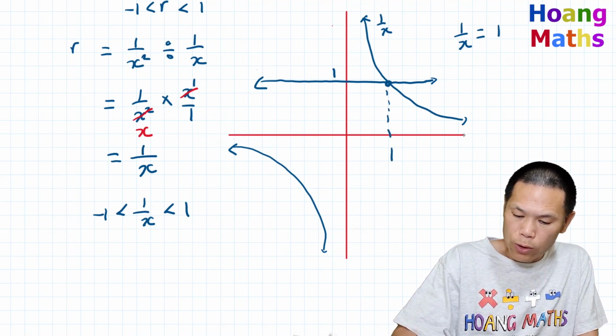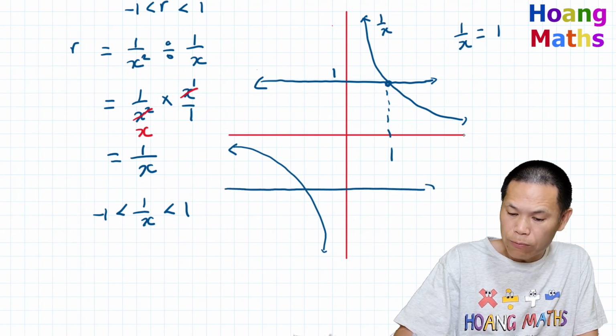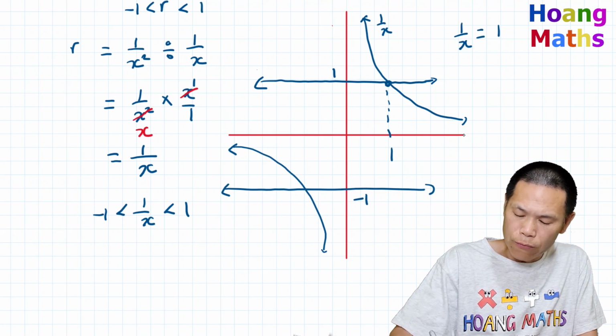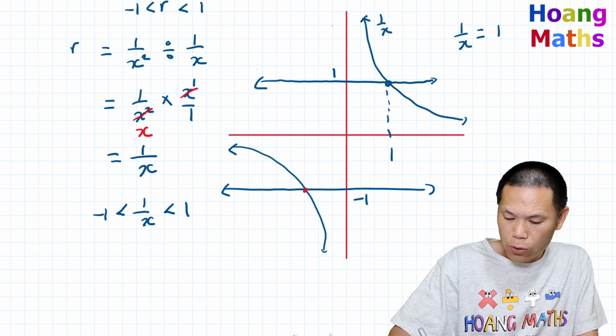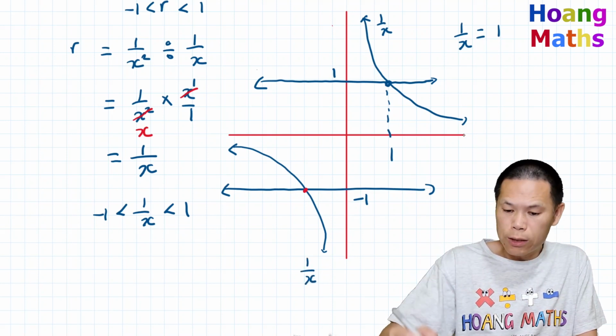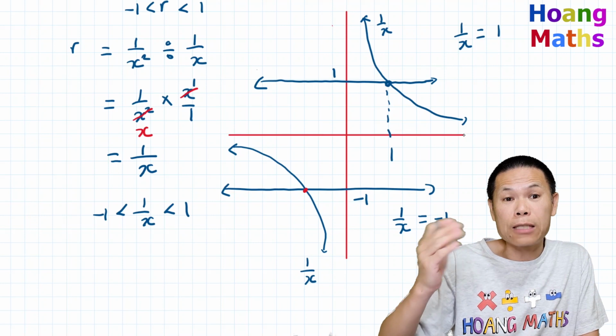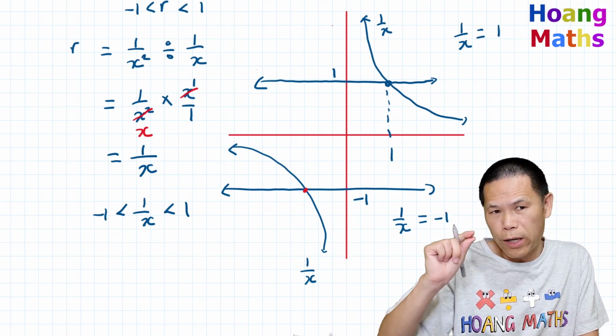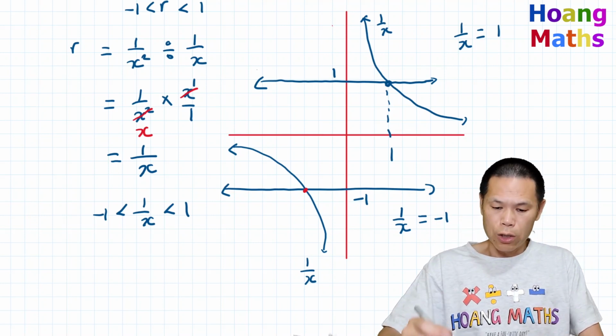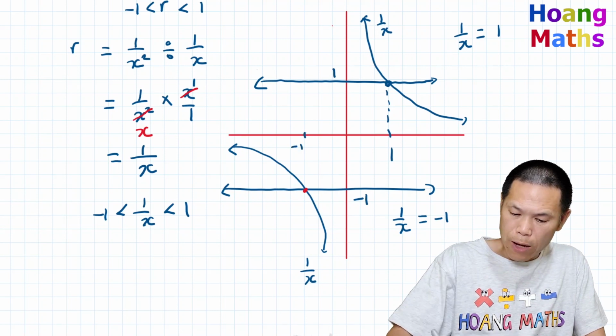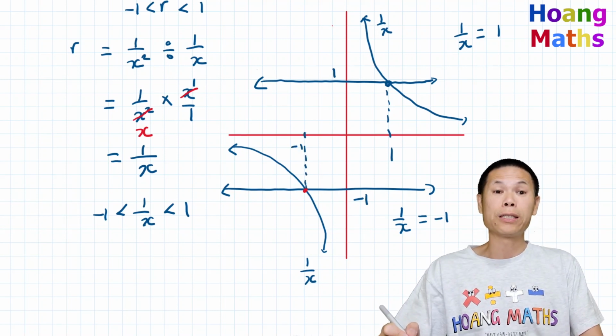And for y equal -1, just a rough sketch here. So this is -1 here. So we can find the point of intersection here. So therefore, this is also 1 over x. So to solve this, we can just quickly write here 1 over x is equal to -1. So this means that x must be equal to -1. So 1 over -1 will give me -1. So this is -1. So that is the point of intersection.